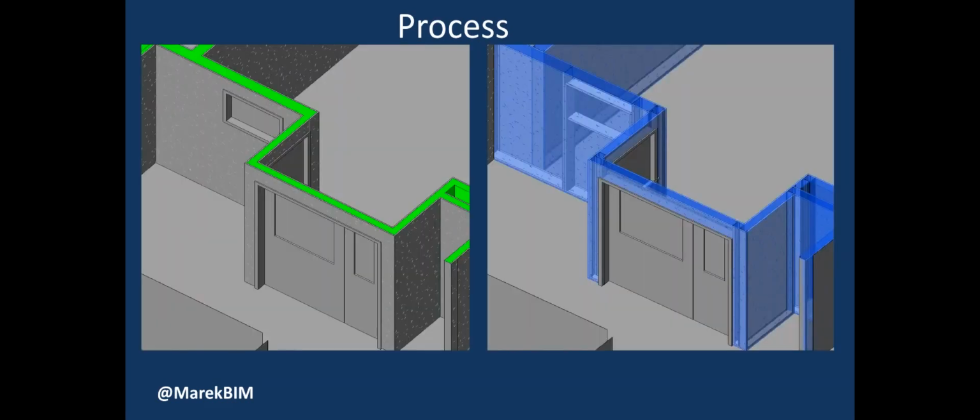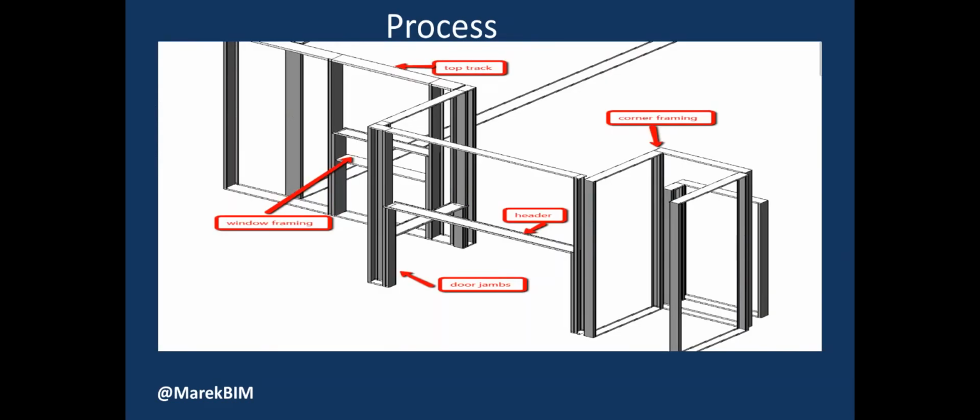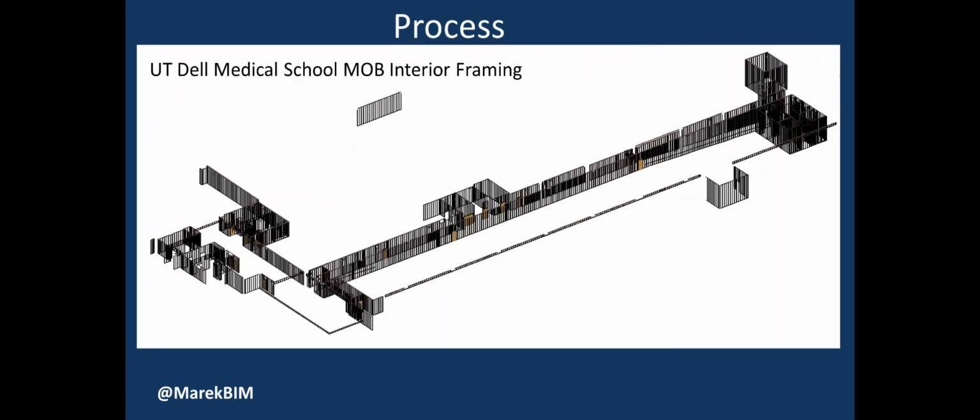Here, as you see, the typical process: we got the wall, we make it ours. You can see the framing as it drops in. We got our top track, headers, jambs, that sort of thing. Also, once again, we can drop in all the framing if we need to.